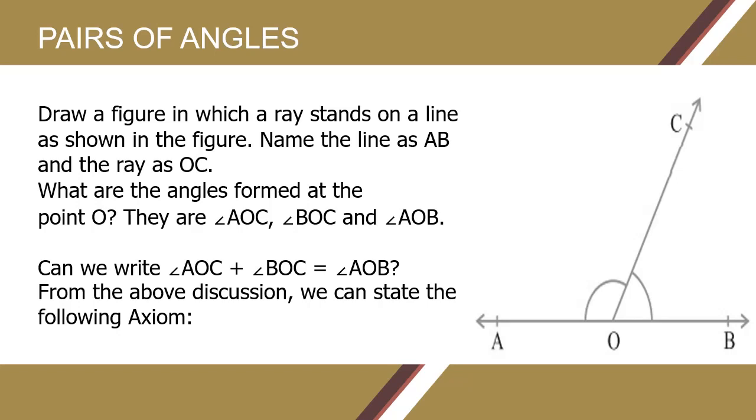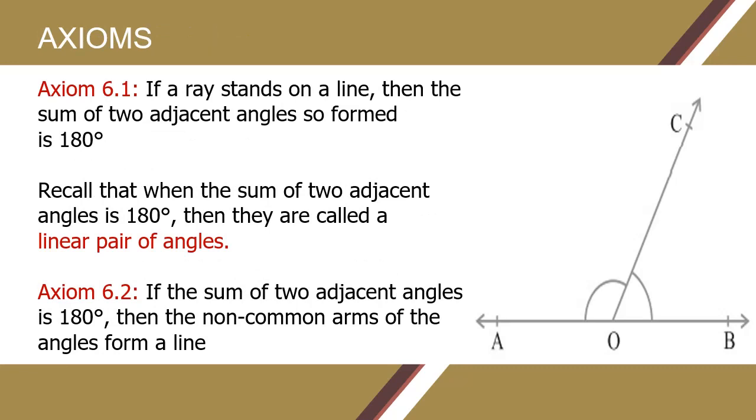Now tell me, if we add angle AOC and angle COB, we'll get angle AOB, yes or no? Yes, definitely. So from the above discussion, we can state the following axiom. Let's start with axiom 6.1. This axiom is also known as linear pair axiom. If a ray stands on a line, then the sum of two adjacent angles so formed is 180 degree.